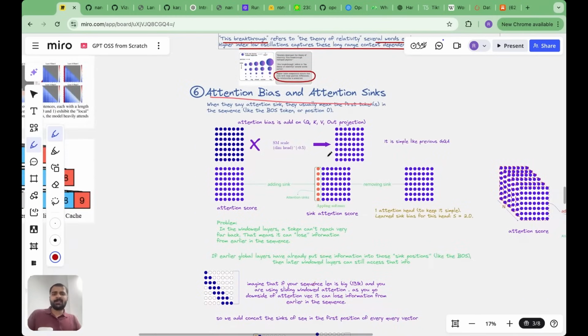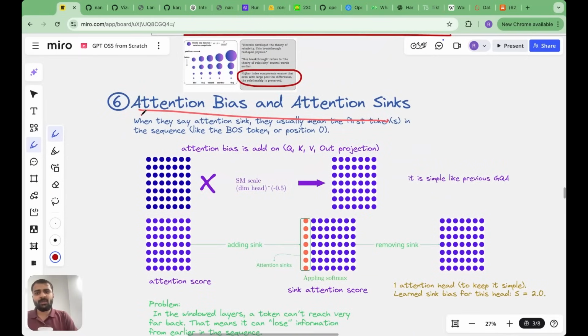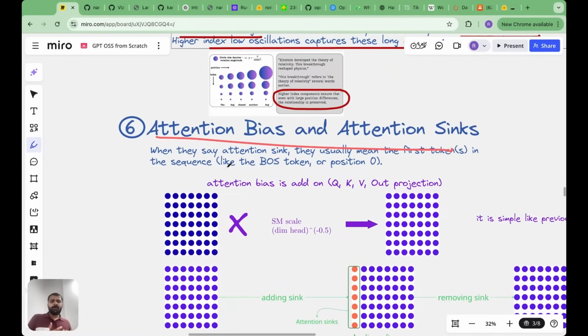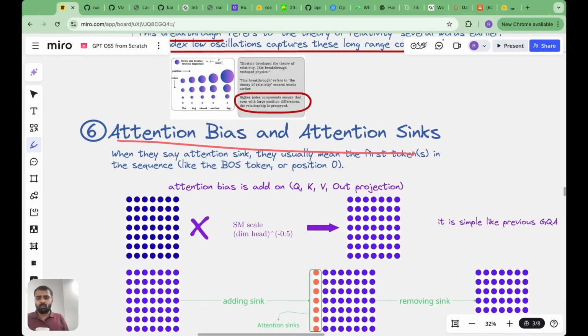Now we come to the sixth major element of the GPT-OSS architecture, and that has to do with attention bias and attention sinks. So let's start learning about this now. Now we come to attention bias and attention sinks. This was not implemented in Gemma 3 270 million, and as far as I know, it's not implemented in the latest Qwen models also. It's a new thing which has been implemented in GPT-OSS, and it would be good to know about these two terminologies.